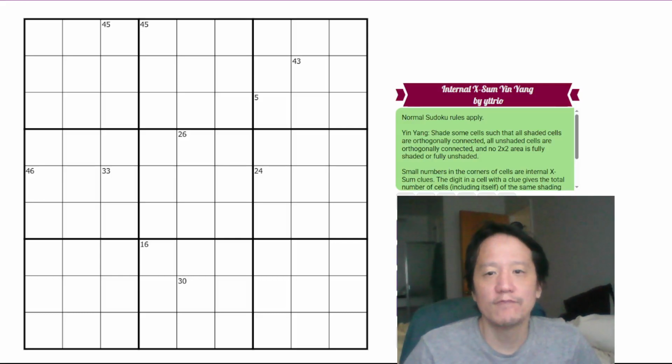Hello everyone, I'm Frank and welcome to Frank Puzzles, and this is today's challenging level puzzle, and it's called Internal X Sum Yin Yang by Yitrio. And here are the rules.